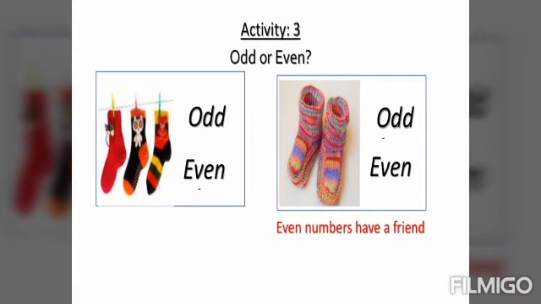We have here, let us count. 1, 2. So there are 2 socks in the second picture and we will tell, is it an odd or even number? Okay, very good. So 2 is an even number.